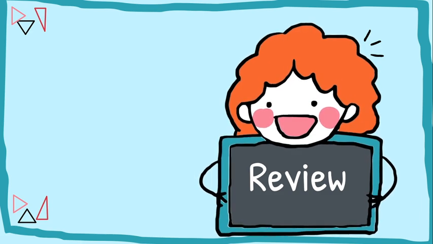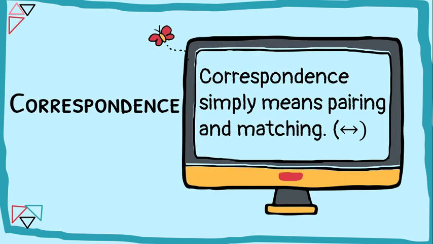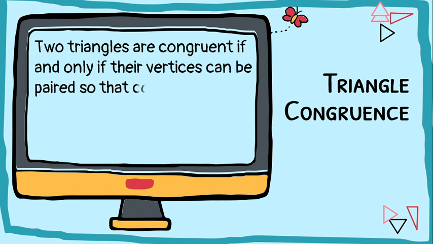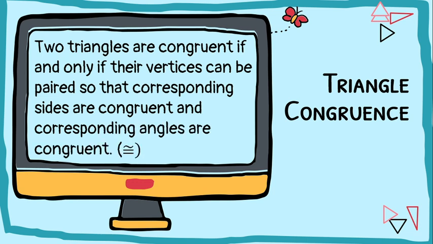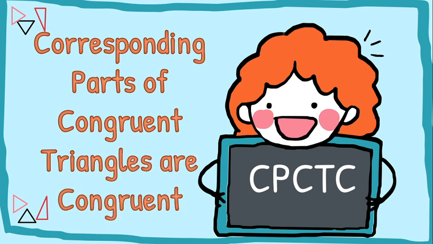But before that, let's have a review of our Module 3, which is about the correspondence and triangle congruence. Again, when we say correspondence, this simply means pairing and matching. And the symbol that is used in correspondence is this. Next is the triangle congruence. Two triangles are congruent if and only if their vertices can be paired so that corresponding sides are congruent and corresponding angles are congruent. And the symbol that is used for congruence is this. So in short, triangle congruence can be CPCTC or corresponding parts of congruent triangles are congruent.